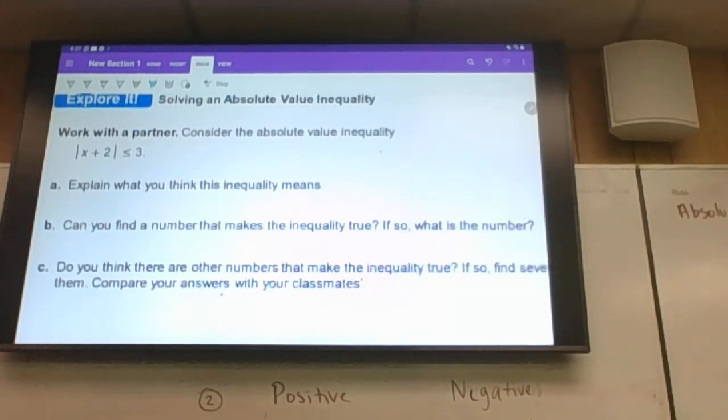When you add 2 to x, it's less than or equal to 3. Make negative numbers positive. Okay, that's true. Absolute value bars make negative numbers positive. So limiting the amount of numbers you can have.